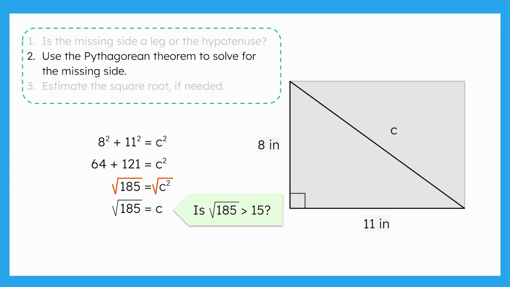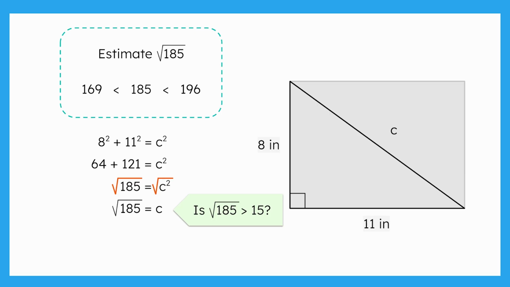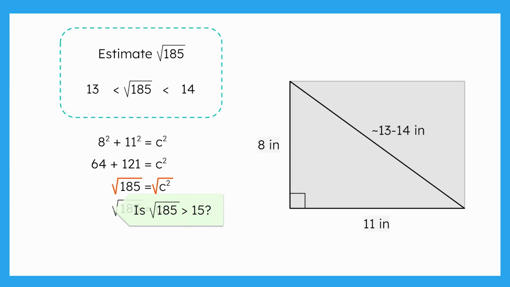So, is the square root of 185 greater than 15? Let's estimate the square root of 185. Well, 185 is between 169 and 196, so the square root of 185 is between 13 and 14, which is less than 15. Looks like this laptop isn't going to work out. I'll have to keep looking.